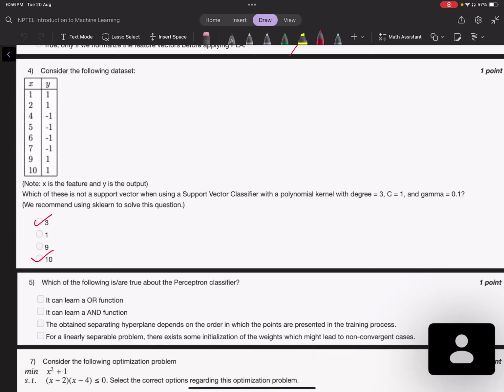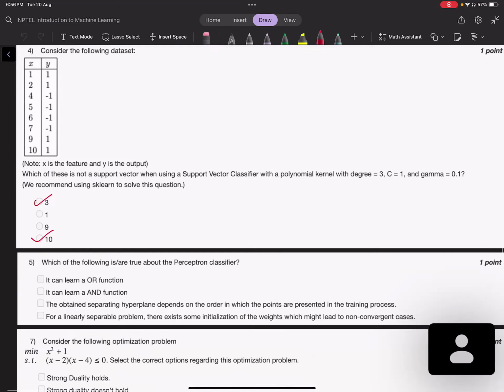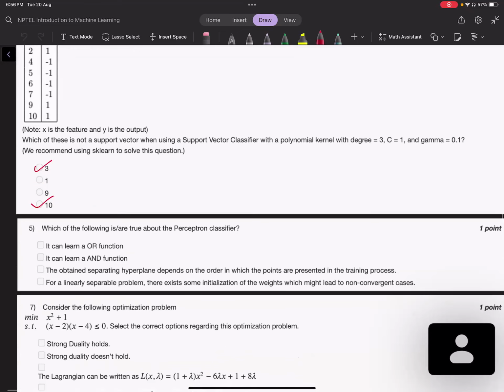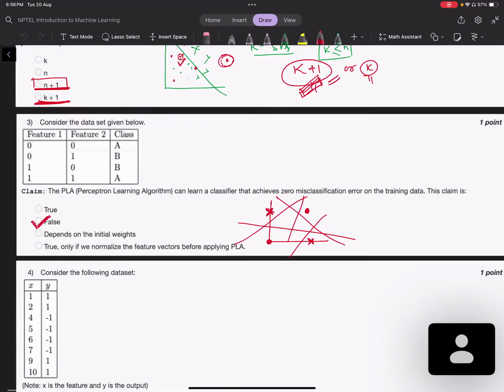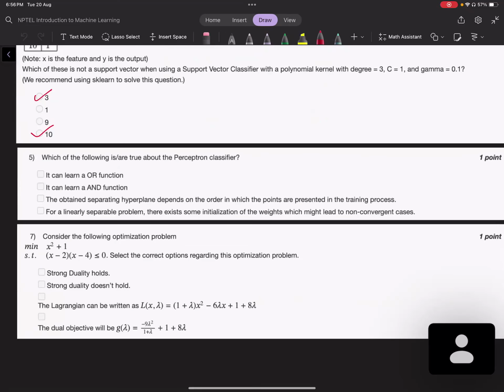Okay, so let's just see the solution. Which of the following is/are true for the perceptron classifier? We had seen the perceptron learning. The perceptron classifier is linear, it can separate linear data. So it's saying that it can learn the OR function. The OR function is linear, right?